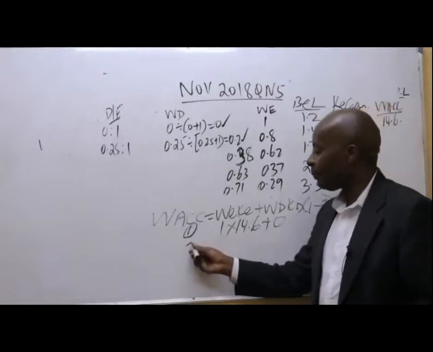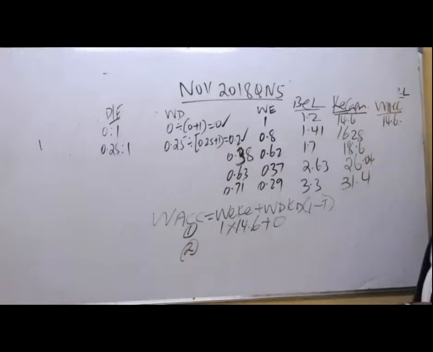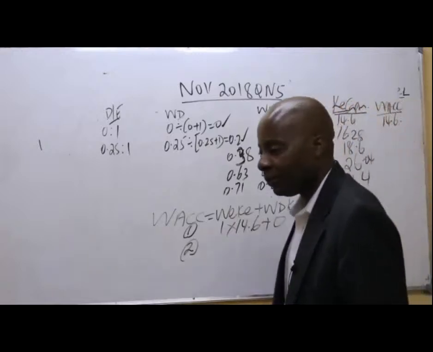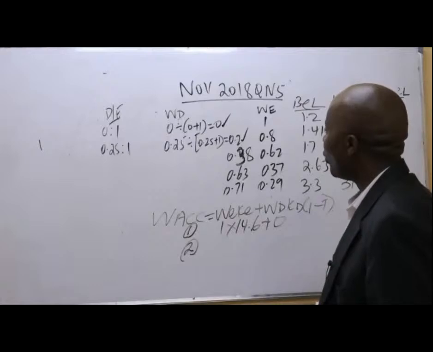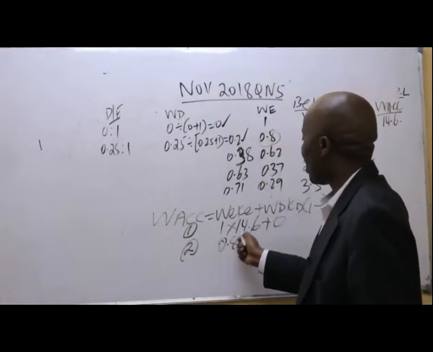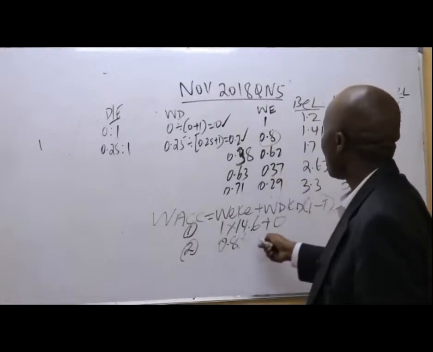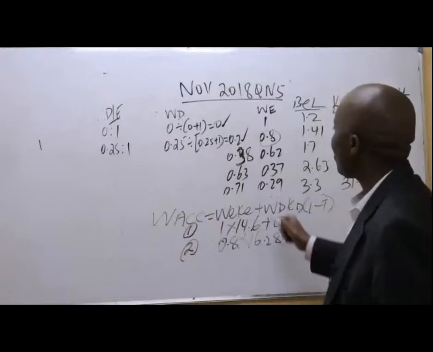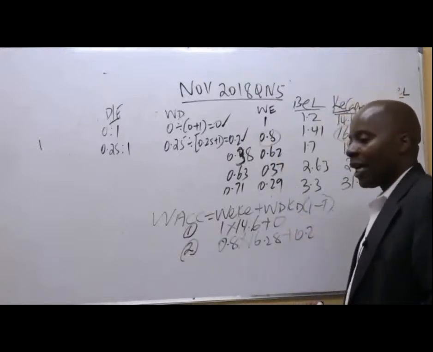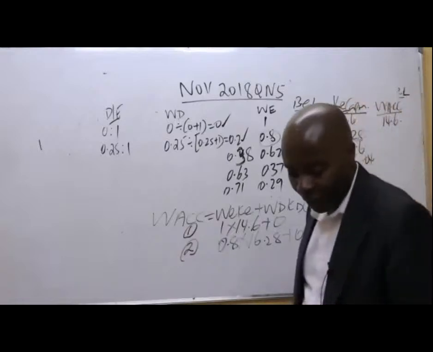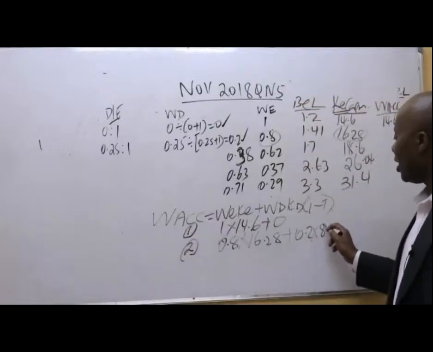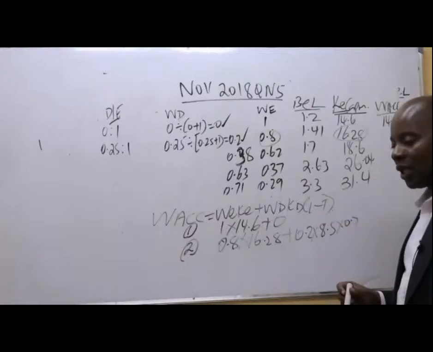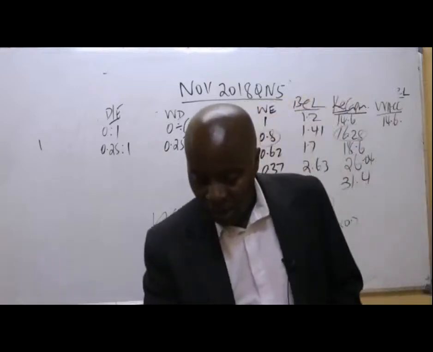So come and give us the second WACC. Ladies and gentlemen, for the second WACC, I know the weight of equity is 0.8 times the cost of equity, the second one, 16.28, plus the weight of debt, which is 0.2, multiplied by the cost of debt. The cost of debt has been given on this table. The second cost of debt is 8.5%. So times 8.5, but remember, this has to be tax adjusted.